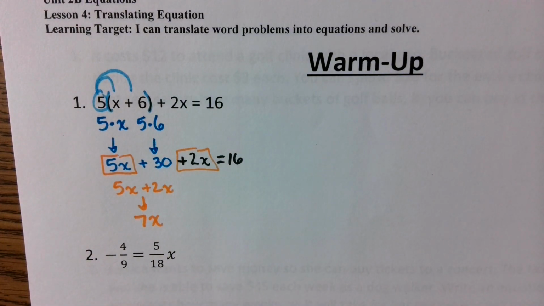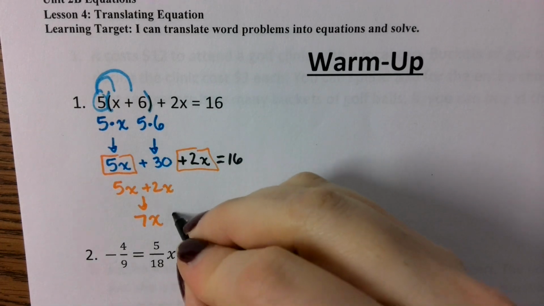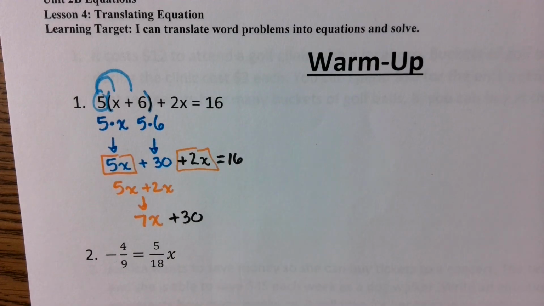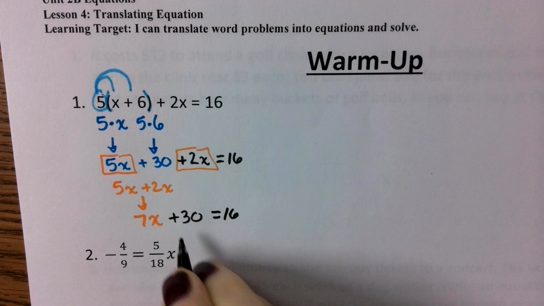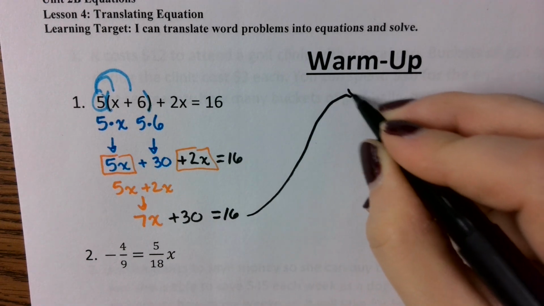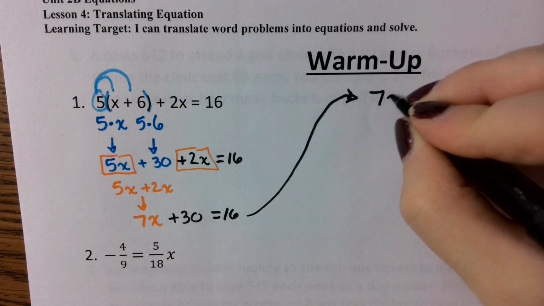Now we still have information that needs to come down. What else still needs to come down? Okay, plus 30. Anything else? Equal 16. Okay, so we still have this information here. I'm going to go ahead and rewrite that over here because I ran out of room.